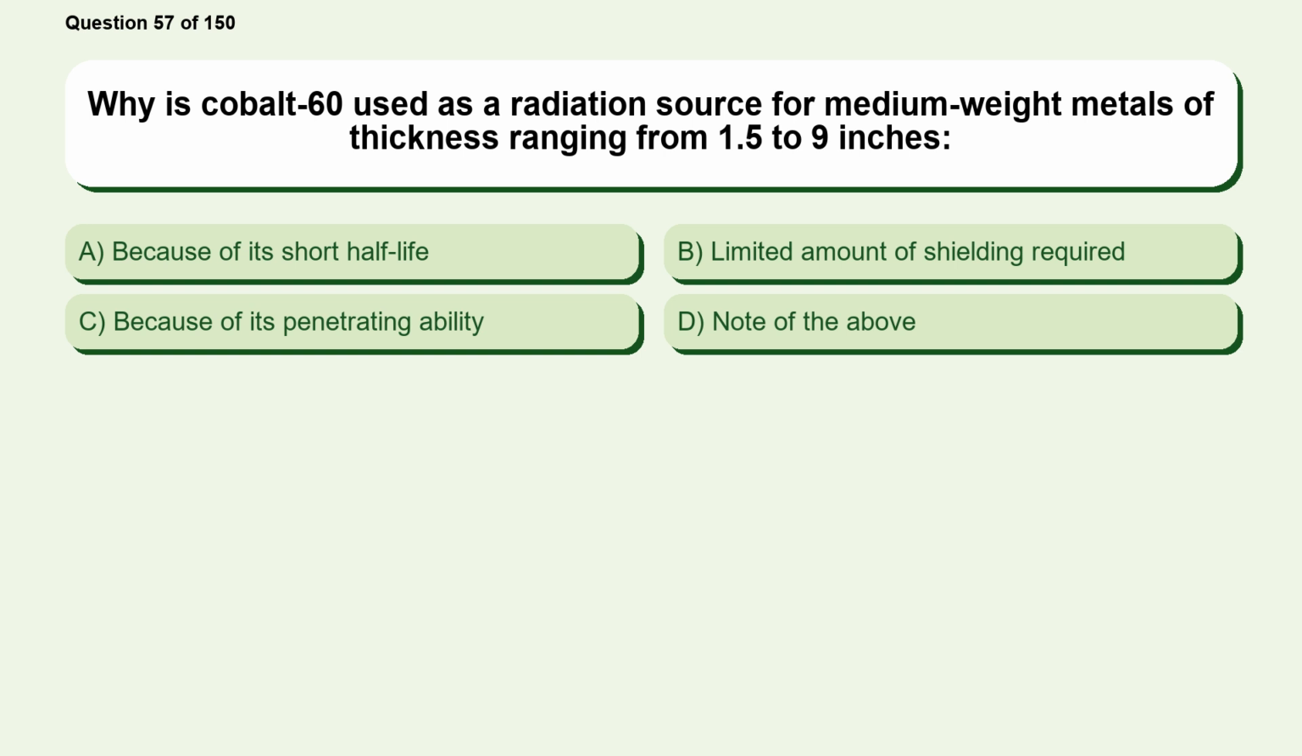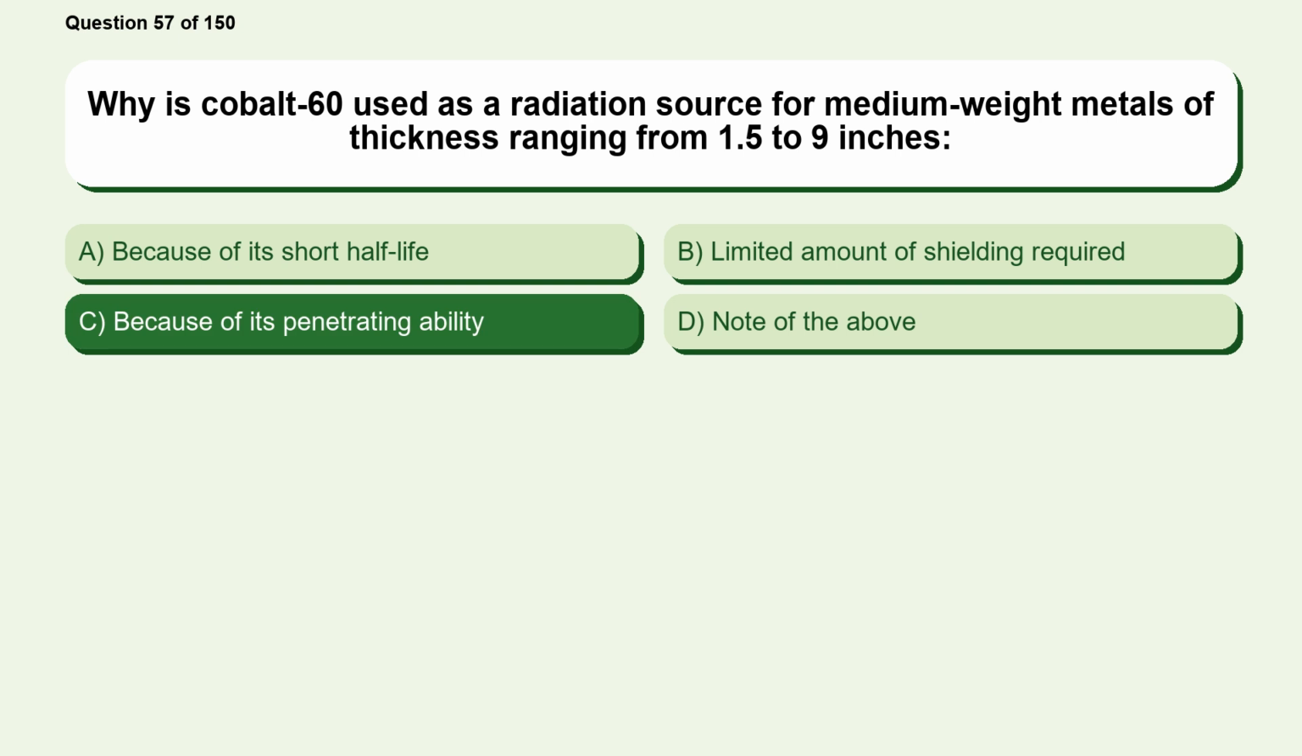Question 57. Why is cobalt-60 used as a radiation source for medium-weight metals of thickness ranging from 1.5 to 9 inches? Option A, because of its short half-life. Option B, a limited amount of shielding required. Option C, because of its penetrating ability. Option D, none of the above. The correct answer is option C, because of its penetrating ability.